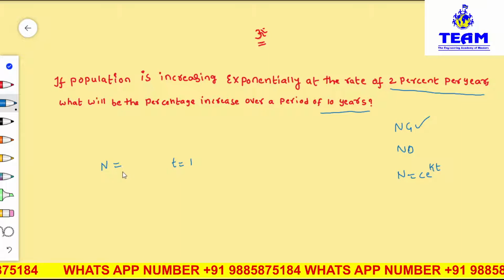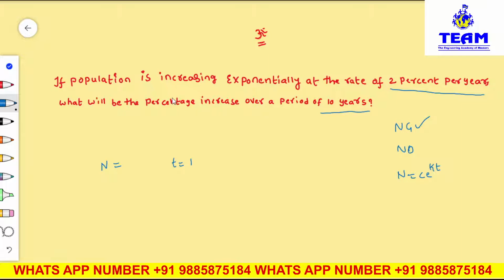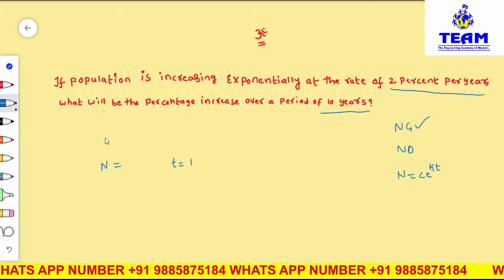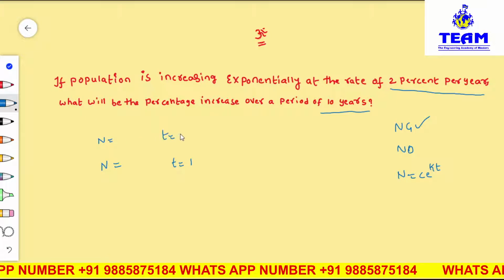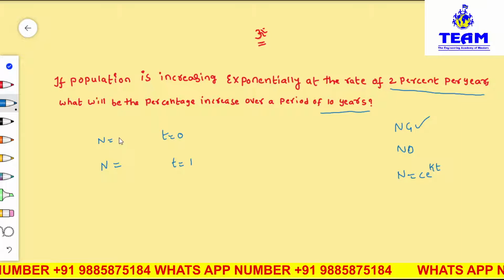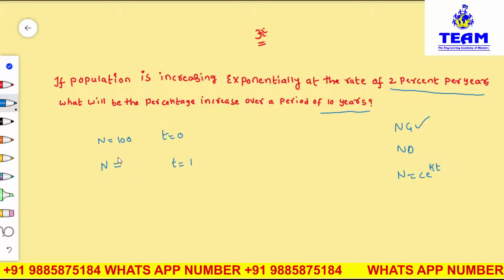What is the original N? Is it given here? Originally, how much is the population? No, it is not given. So let us consider the population N initially, meaning when time is 0, as 100. I am considering the population as 100.